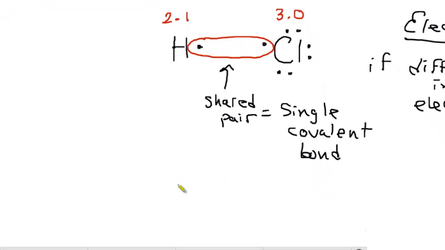And usually we represent that as a line between the two elements that are bonded. So there is my shared pair of electrons. So the line represents a pair, 2 electrons.